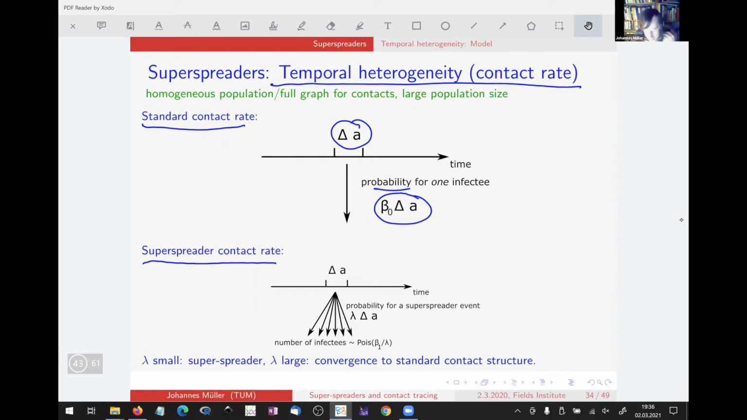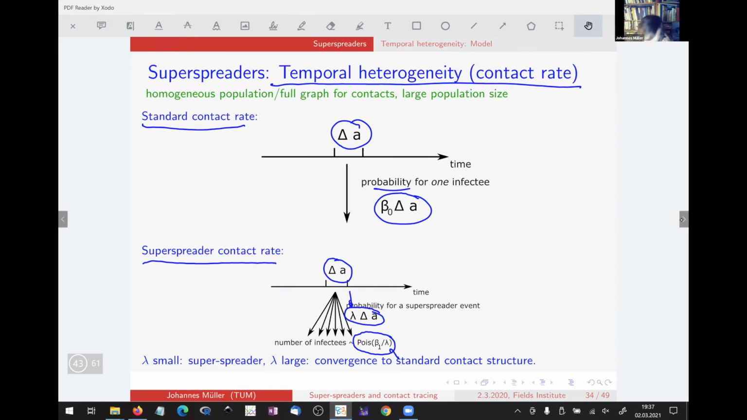Then we introduce additionally super spreaders. That's slightly different. So again, in a certain time interval delta A, we have the probability for a super spreader event, which is lambda times delta A. And if a super spreader event happens, we say the number of infectees has a Poisson distribution with the expected number of infectees beta 1 over lambda. So here we have lambda and here we have beta 1 over lambda. That's to scale the effect appropriately.